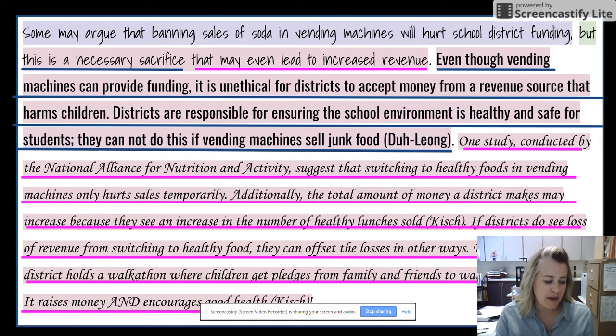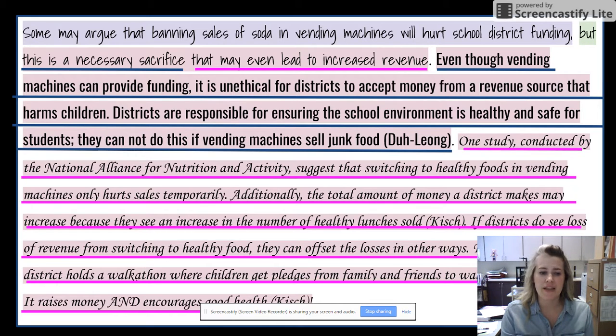So the counterclaim paragraph says, some people may argue that banning sales of soda in vending machines will hurt school district funding, but this is a necessary sacrifice that may even lead to increased revenue. Even though vending machines can provide funding, it is unethical for districts to accept money from a revenue source that harms children. Districts are responsible for ensuring the school environment is healthy and safe for students. They cannot do this if vending machines sell junk food.